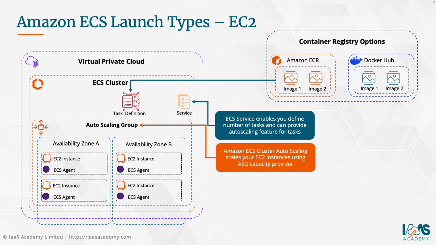And you can also make use of the ECS service that enables you to define the number of tasks that will be deployed and provide auto-scaling features for the tasks specifically. So you've got the auto-scaling group that looks after the auto-scaling of the actual instances, but then remember that the ECS service is providing the auto-scaling element for your actual tasks.